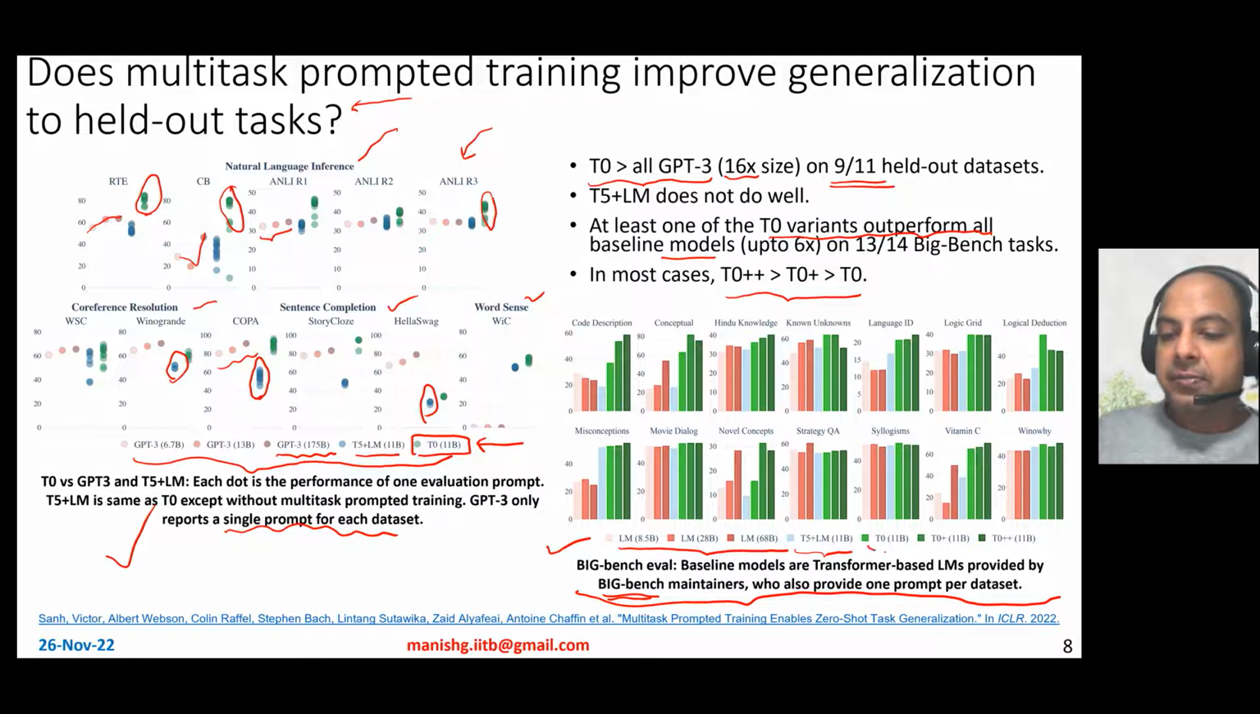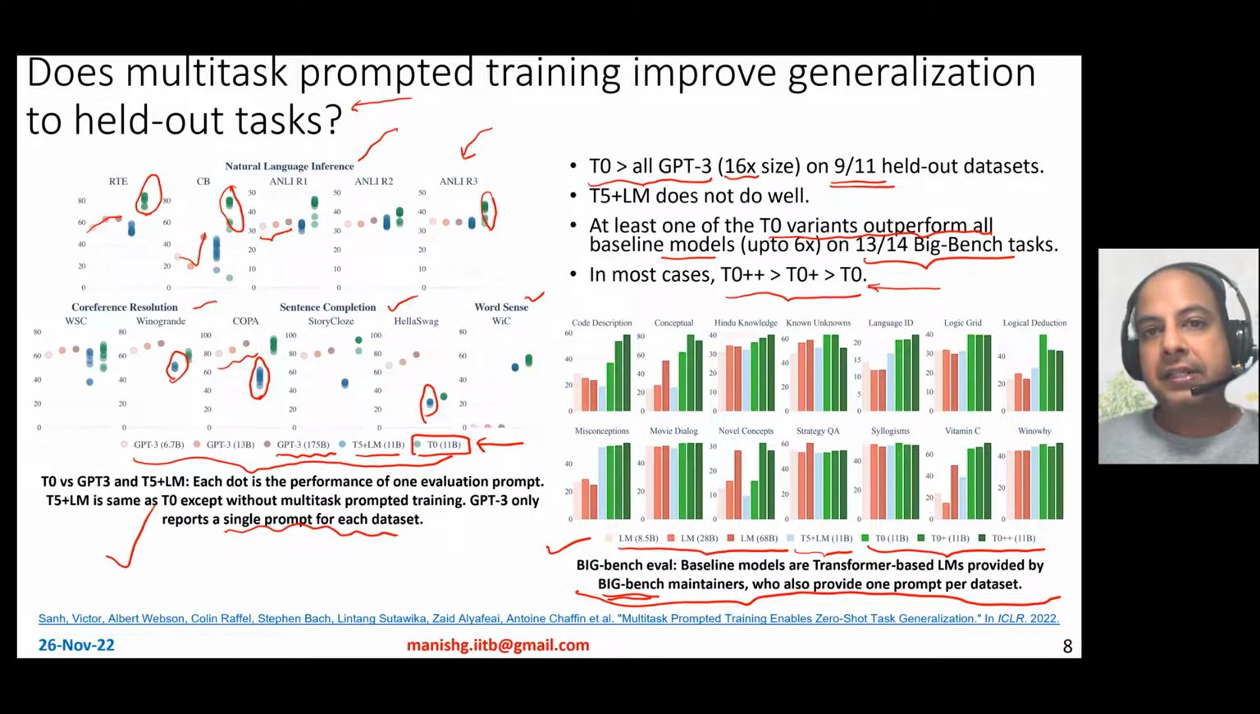The T0, T0 plus, and T0 plus plus models are shown in green. So what do you observe? You observe that at least one of those T0 variants is better than any of the baseline models on 13 out of 14 BIG-bench tasks. And lastly, T0 plus plus is typically better than T0 plus, which is in general better than the T0 model. Okay. So basically, yes, multitask prompted training improves generalization to tasks that have never been seen while fine tuning.